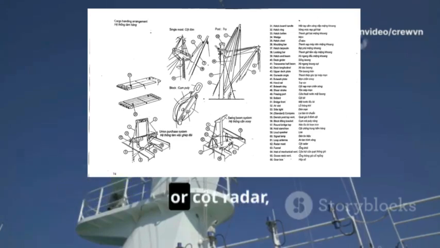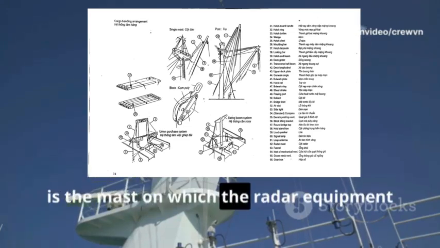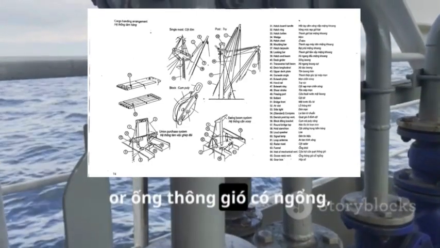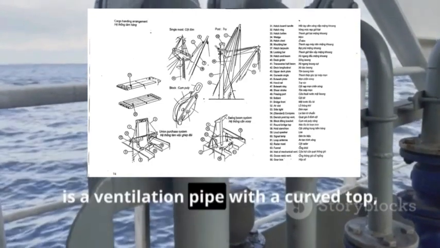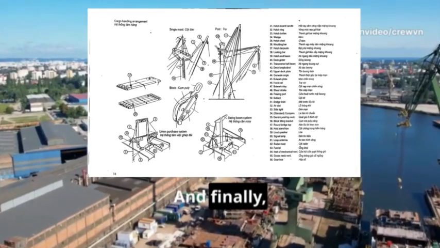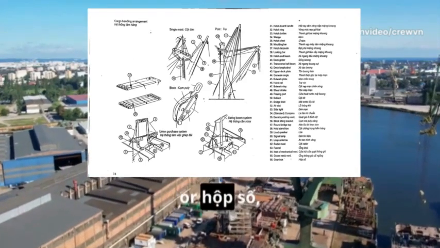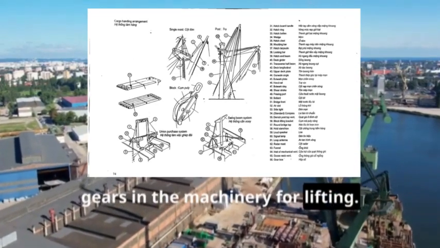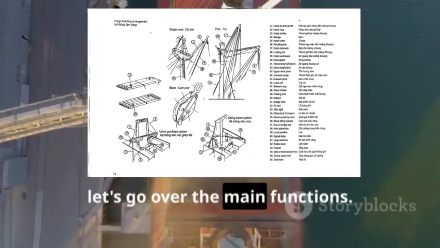The radar mast is the mast on which the radar equipment is mounted. The gooseneck vent is a ventilation pipe with a curved top, often used for air intake or exhaust. And finally, the gearbox is a mechanical device used to change gears in the machinery for lifting. So, let's go over the main functions.